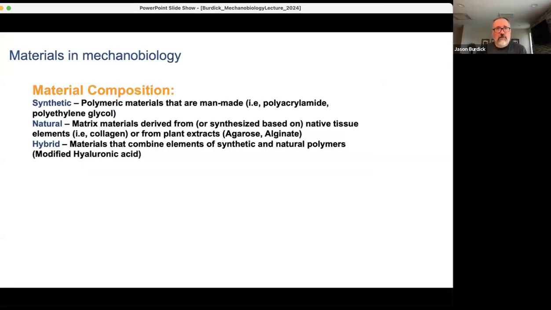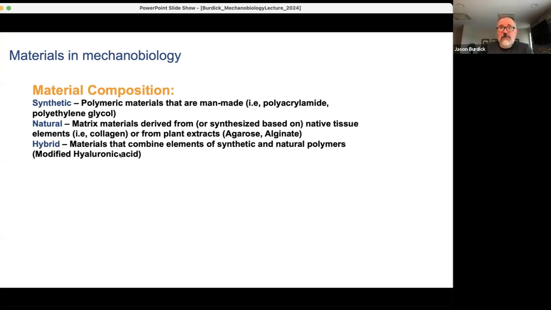As I heard Bill had said, and also thinking about synthetic materials versus natural materials, both of these are really relevant, and then call it hybrid materials that sit somewhere in between those. So synthetic materials, he mentioned polyethylene glycol. This is one that's very popular, but also things like polyacrylamide, something that maybe you've used for protein gels. It's probably the most widely explored for two-dimensional studies of mechanobiology because it's very easy to change the material properties of a polyacrylamide gel.